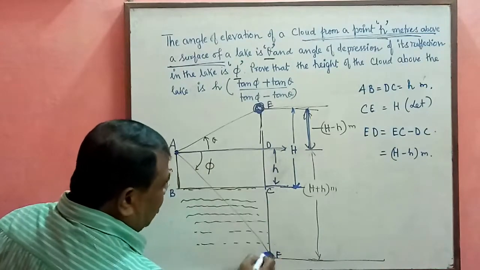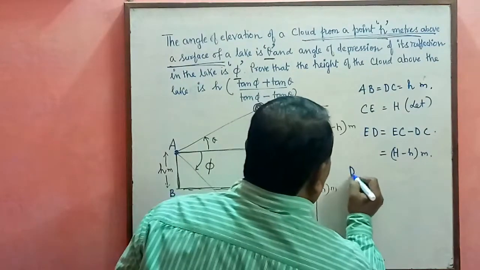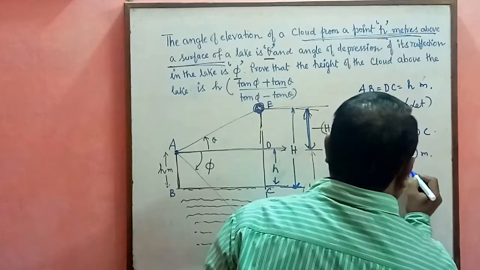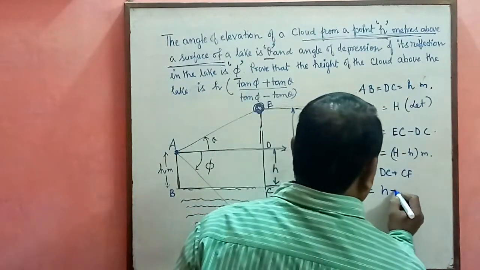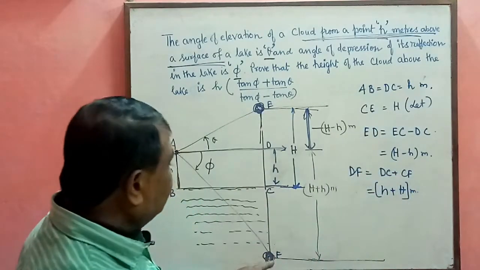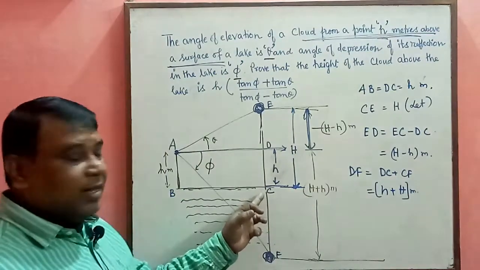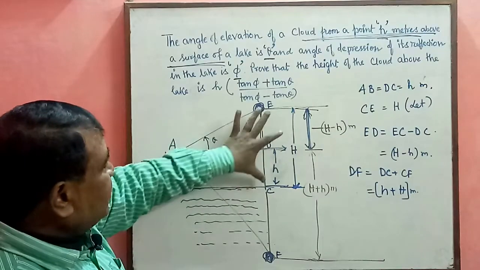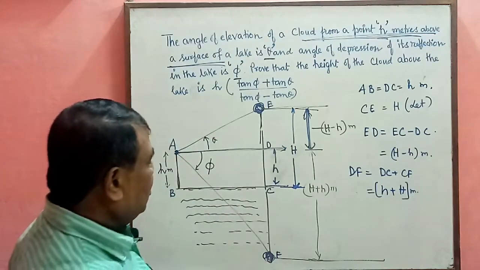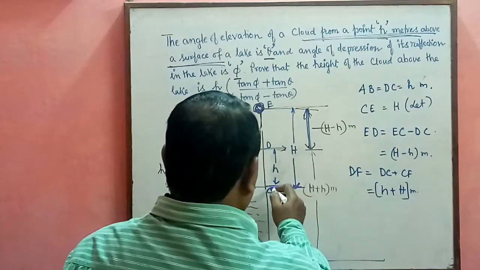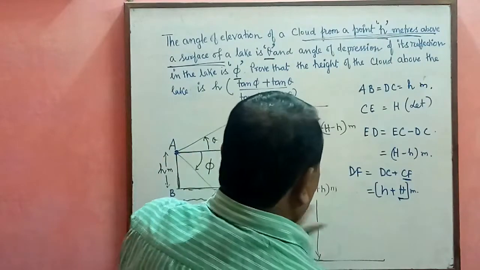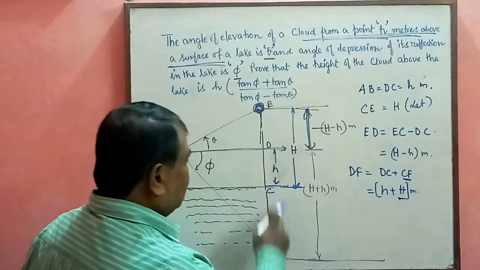Now we have to consider this triangle also. So this is DF. Now again DF is your DC plus CF. Here DC is h and CF is H. Why is CF H? The law of reflection is valid here. That means object distance is equal to image distance. We know EC is equal to CF. That is the reason CF is your H again. So this is H plus h.